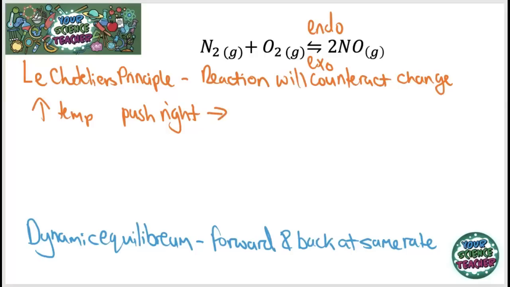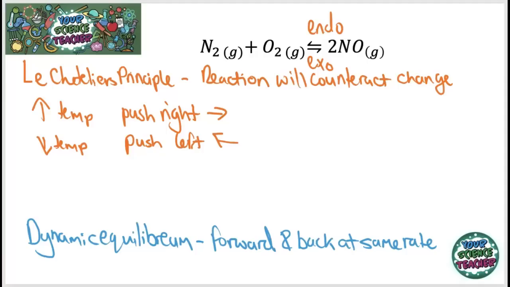And oppositely, if I decrease the temperature, what's going to happen with my reaction is it's going to push my reaction to the left as it's going to try and increase the temperature with an exothermic reaction. Now, as well as changing the temperature, I can also alter my conditions by changing the pressure.